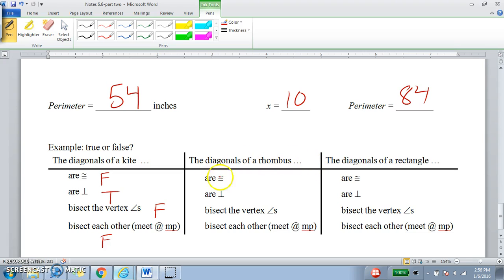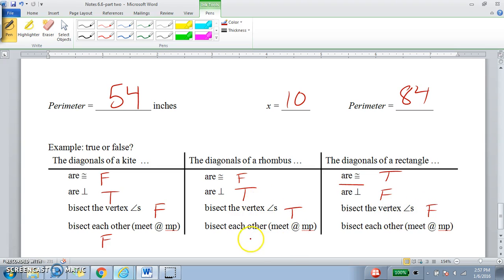Diagonals of a rhombus are congruent. That is false. The only one this is true for, the diagonals are congruent, is a rectangle. So we'll mark that one right now. Diagonals are perpendicular of a rhombus. That is true. That is not true for a rectangle. So we'll mark that. Diagonals bisect the vertex angles. That was one of the things we learned about a rhombus. Diagonals bisect vertex angles for a rectangle. That is not true. And diagonals bisect each other. That is true for both of these, since both of these are special kinds of parallelograms, and we know that that is true for a parallelogram.